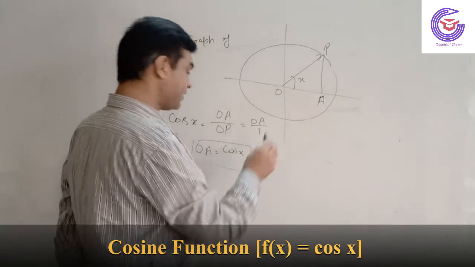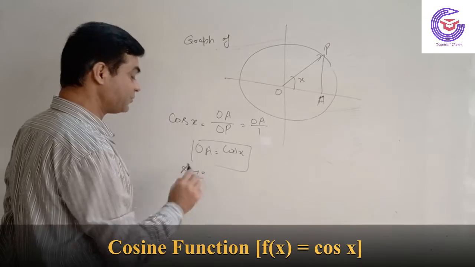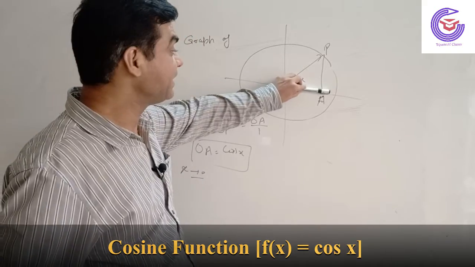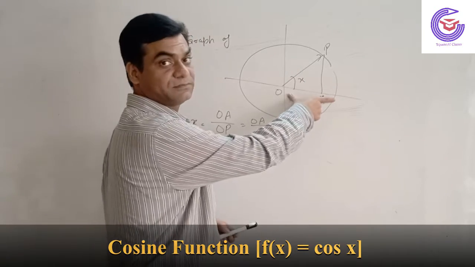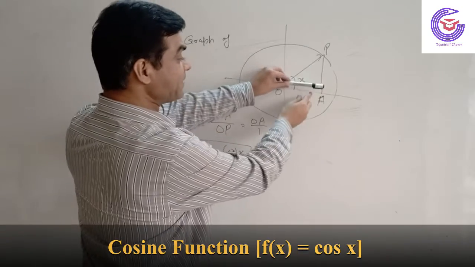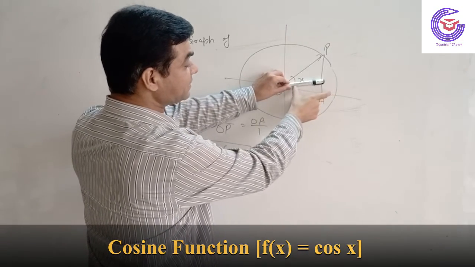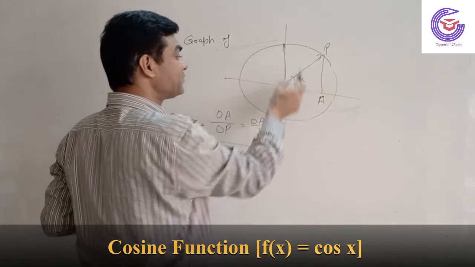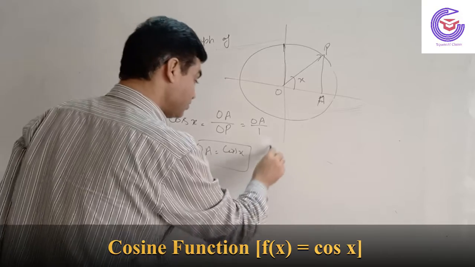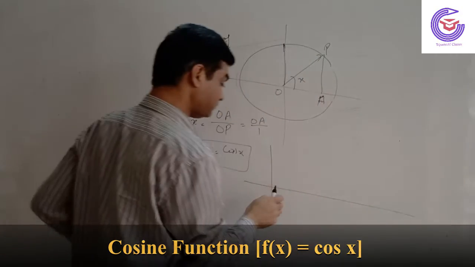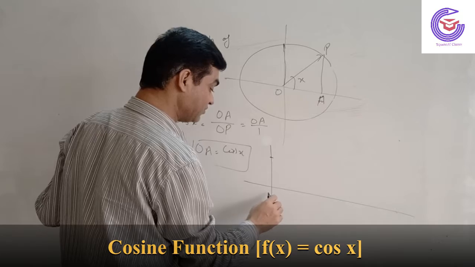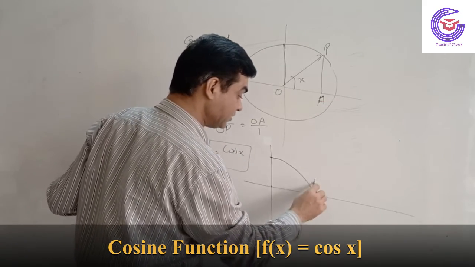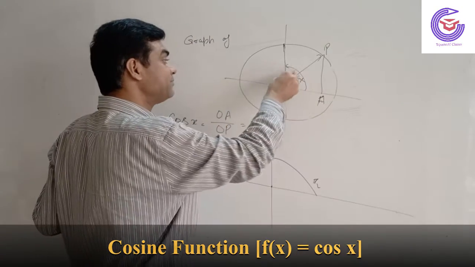Now what happens? X starts from 0. When this radius is touching the x-axis, in that case this is the maximum. Now you keep on rotating this, and this value is reducing. When it comes to here, this becomes 0. So now you plot the graph of this one. Start from the maximum when x is 0, and it goes to 0 when the angle becomes pi by 2.